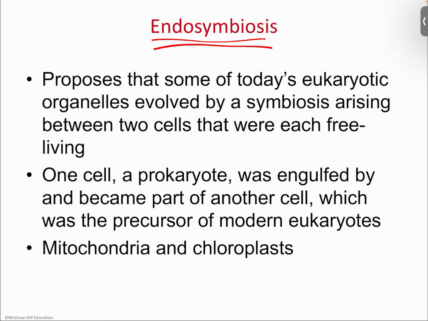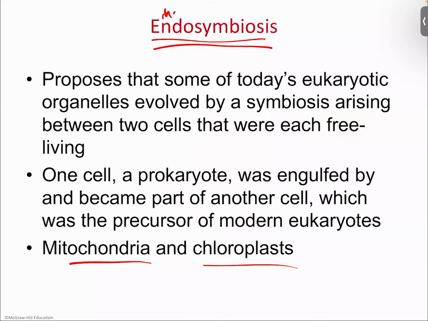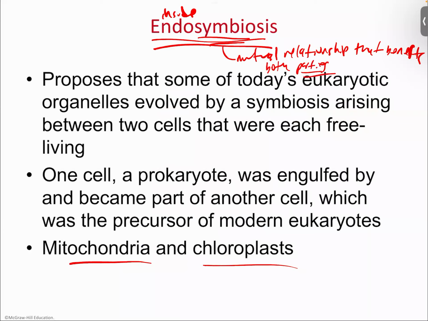Now, we can't necessarily answer all of it, but with respect to the mitochondria and the chloroplast, we have a hypothesis to explain how they might have come to be. And that leads us to endosymbiosis. Endo means inside, and symbiosis means a mutual relationship. A symbiotic relationship is a mutual one that benefits both parties, so each party is getting something from this.